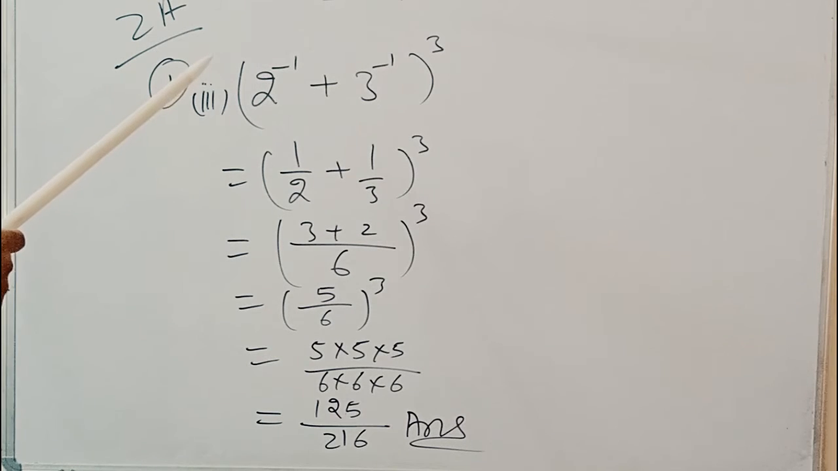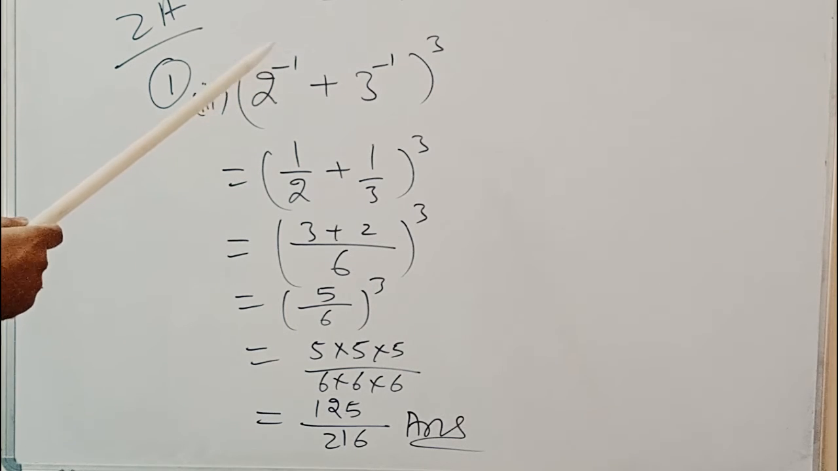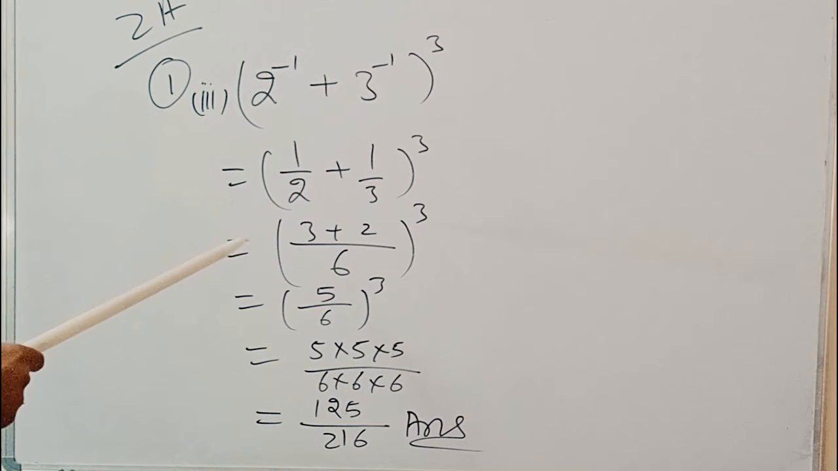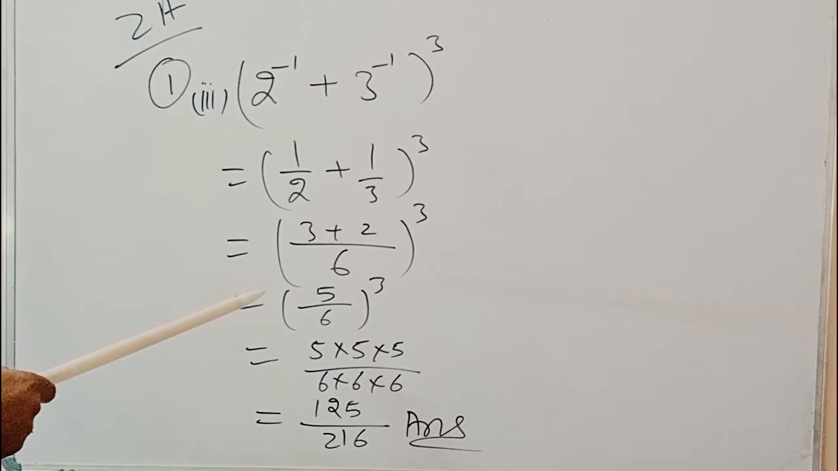So 2 to the power minus 1, what do you know about that? I have already told you, whenever we have a negative power, that will go in the denominator. So 2 to the power minus 1, we will write 1 upon 2. 3 to the power minus 1 will give 1 upon 3, and the whole power 3. So now take the LCM of 2 and 3, that will give 6. 2 threes are 6, 3 twos are 6. We will have 3 plus 2, that will give 5 upon 6 and the whole power 3.